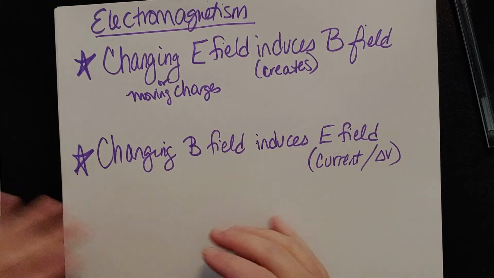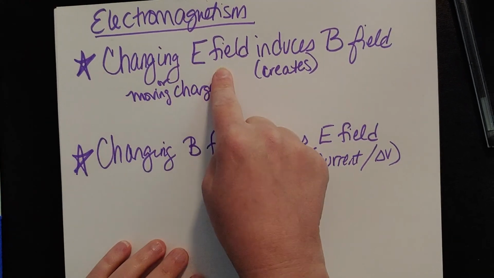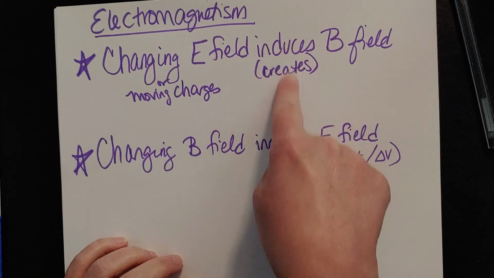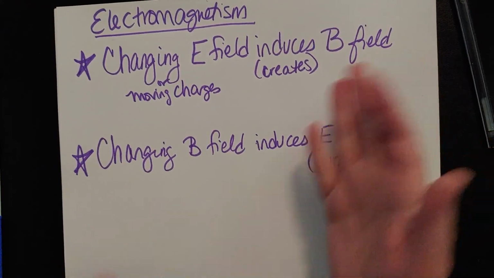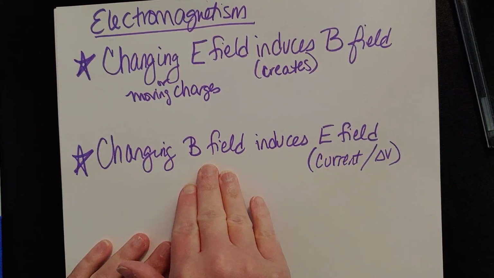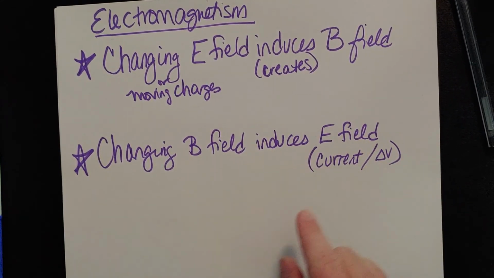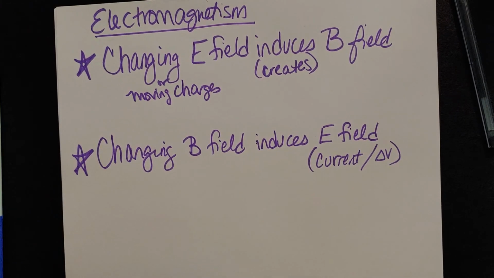Okay, here's the deal. Changing electric fields or moving charges induce or create a magnetic field. And changing magnetic fields induce electric fields, which can be related to currents or potential differences. So let's see if I can get some good colors going here.